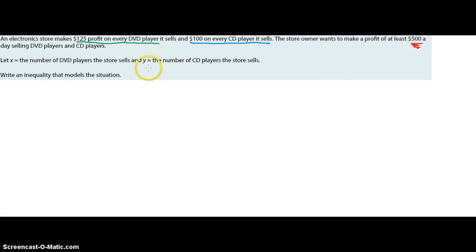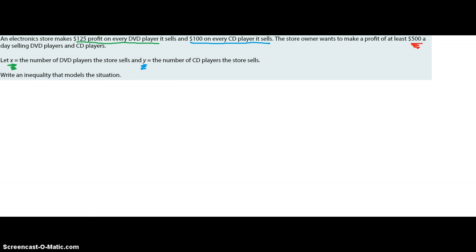Okay? Now we can go ahead and write our equation out, but this problem is a little bit specific about the variables it wants us to use. If it were for me, I would use a D for DVD player and C for CD player, but it wants us to use X and Y. So when we write our equation, for DVD player we're going to use the variable X, and then for a CD player, we will use the variable Y.